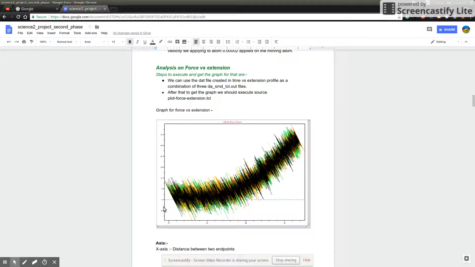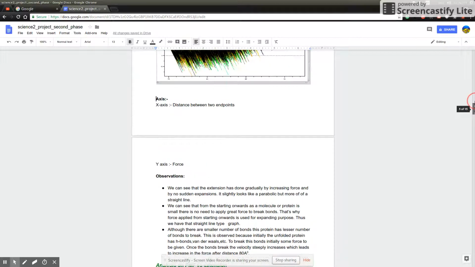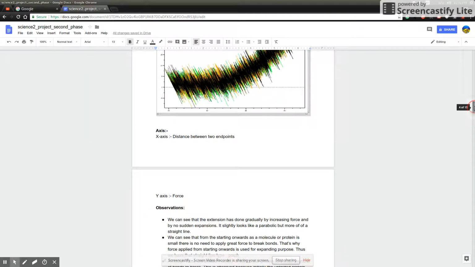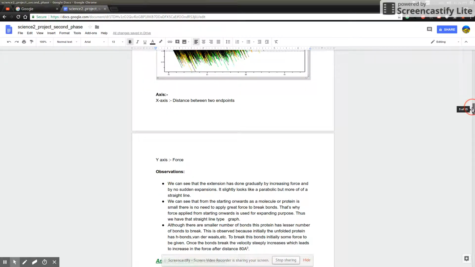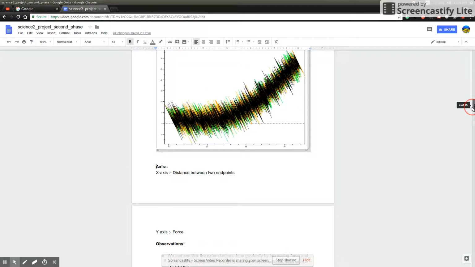So here the interesting thing you can see is that starting the force is somewhat negative. So why is the force initially negative? That is also one interesting thing. And next we can see that the extension has happened gradually by increasing force and not by sudden expansions.